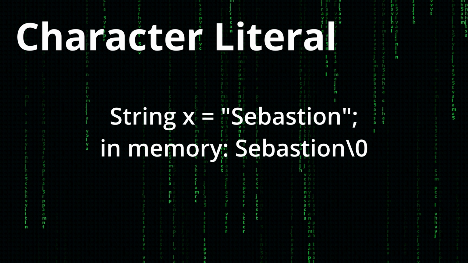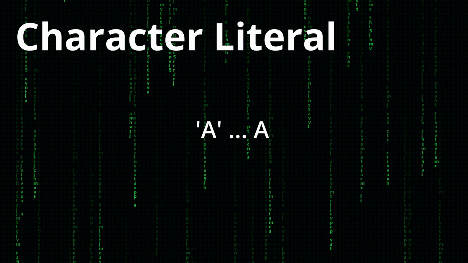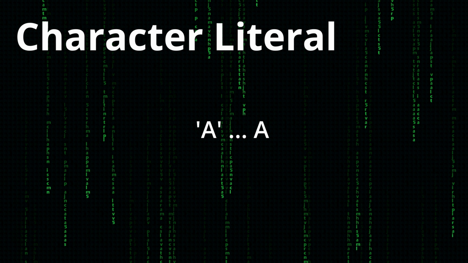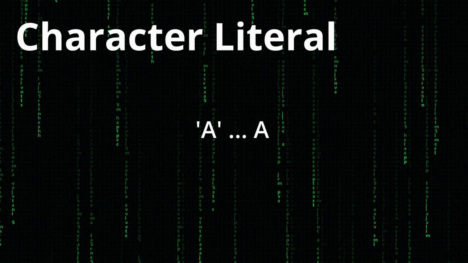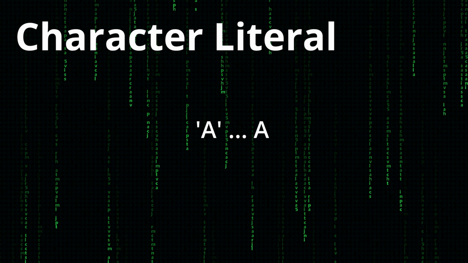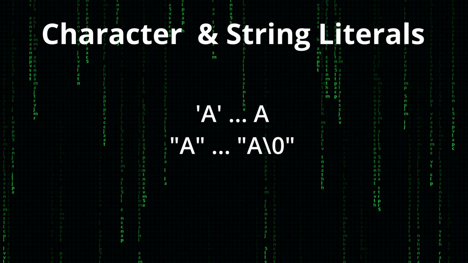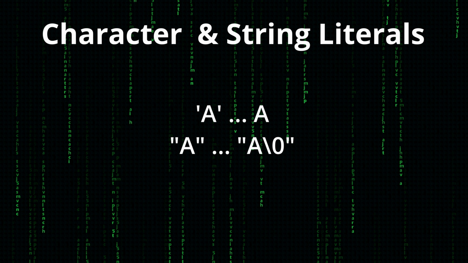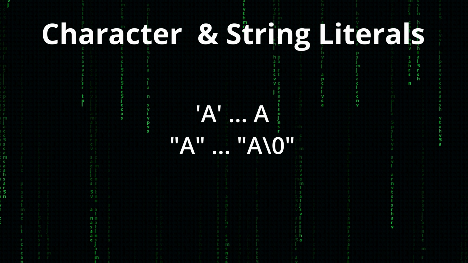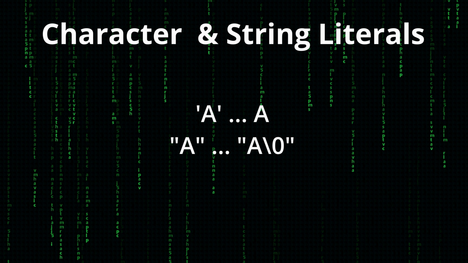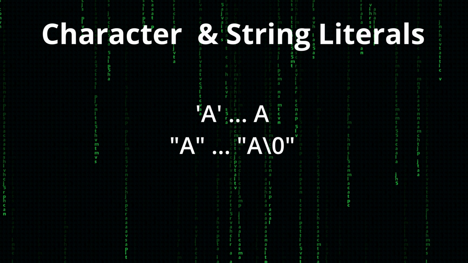Now let's look at a character literal. 'A' in single quotes is stored as just A. Just as our string was earlier, A is stored as A without quotes in memory. So in string literals, if we have double quotes A, it's also stored as A. But remember, it's a string and not a character. So it has a \0. Note the difference between those two. That's the difference between string literals and character literals when we put them into memory.